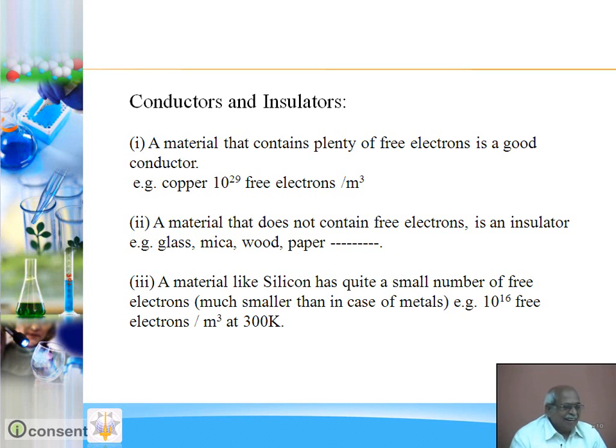On the other hand, in materials like glass, mica, paper, wood, etc., free electrons are not there. Electrons are there, but each electron is simply moving around the nucleus. All the electrons are bound to the respective atoms.